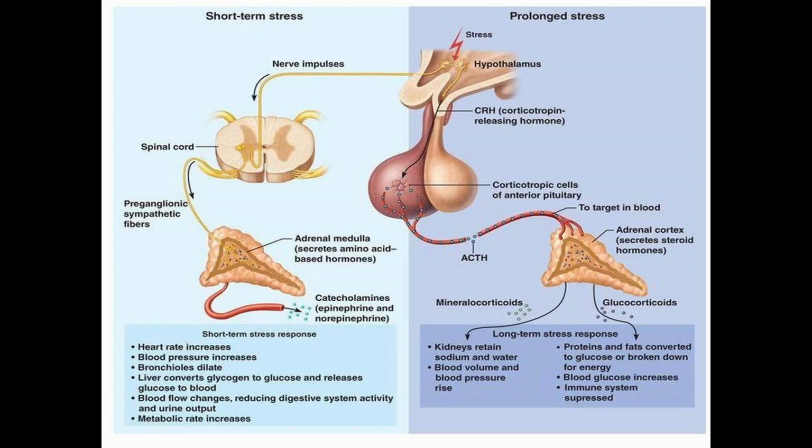It will increase our blood volume and blood pressure. It will convert proteins and fats to glucose for energy. Blood glucose goes up, and the immune system is also slightly suppressed. So you can see why long-term, being exposed to stress for a long period of time, more than normal, can be problematic, because you're going to have an increase in blood pressure, an increase in blood glucose levels, and a suppressed immune system, which then puts you at risk.